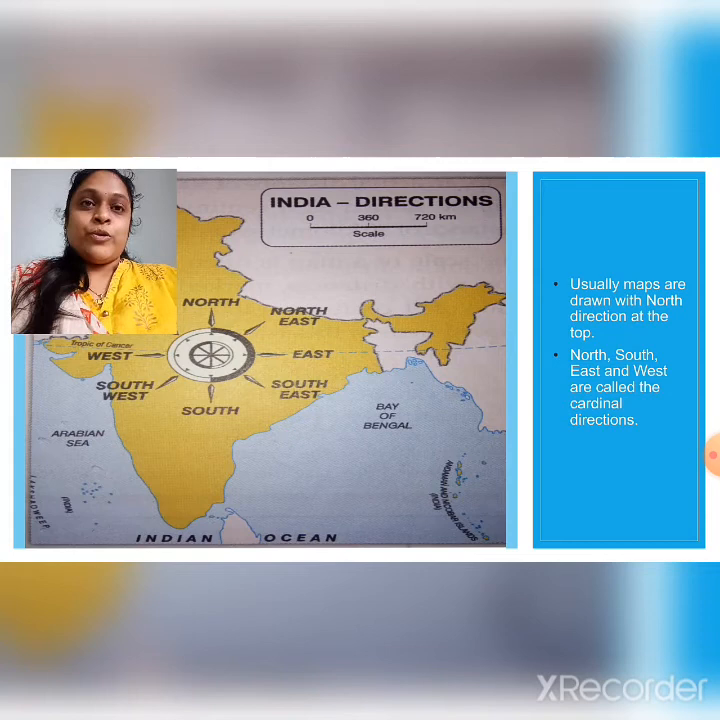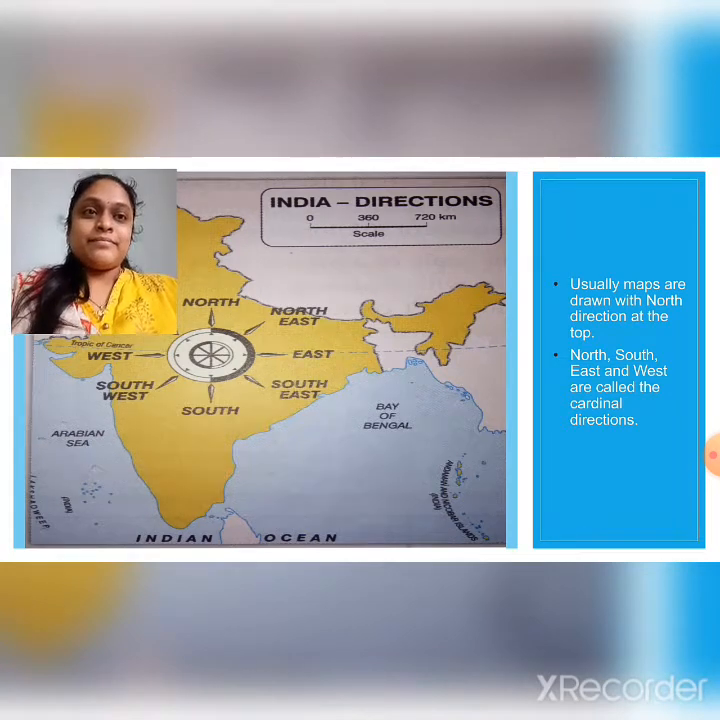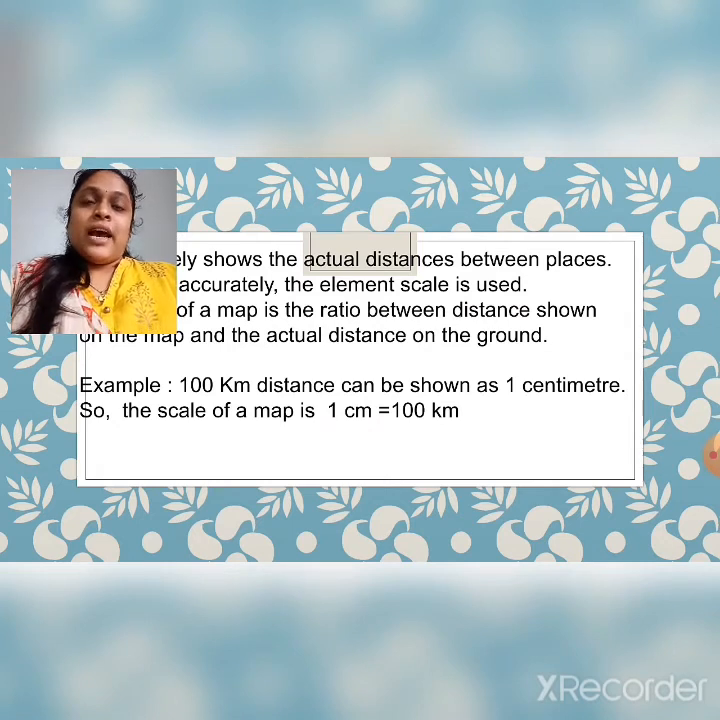The next element is scale. What is a scale? Usually we want to show the actual distances between places, but it is not possible to show actual distances on the map. For example, if the distance between two places is 100 kilometers, is it possible to show 100 kilometers on a map? No. That is why we use a scale on a map.